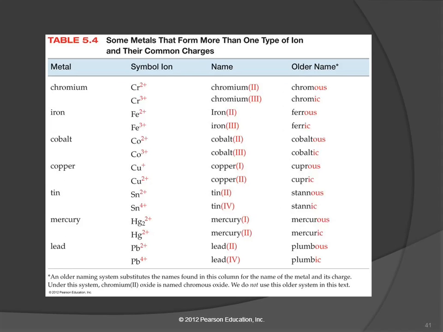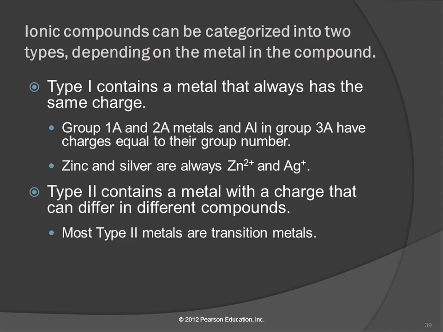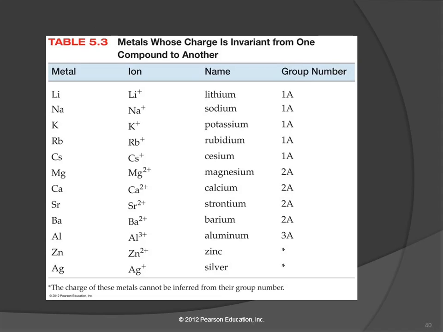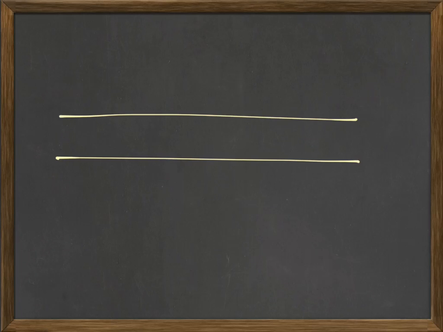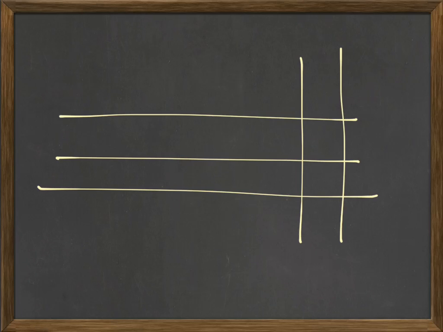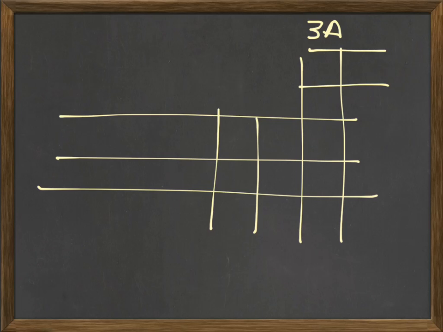Let me see if I have a periodic table here. No, that would be too useful. Okay, I'm going to have to draw a periodic table. I'm going to show you how I remember zinc and silver. Okay, so this is group 3A, and here is our friend aluminum. And here's zinc, and there's silver.